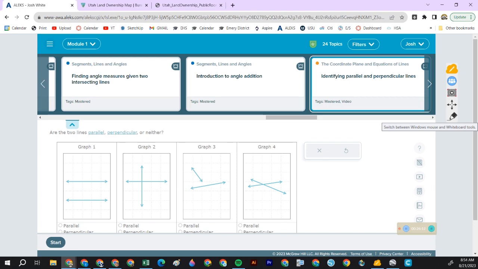Parallel and perpendicular lines. What does it mean to be parallel? They don't cross. They're the same distance apart. Perpendicular. They cross at a 90-degree angle. Good.